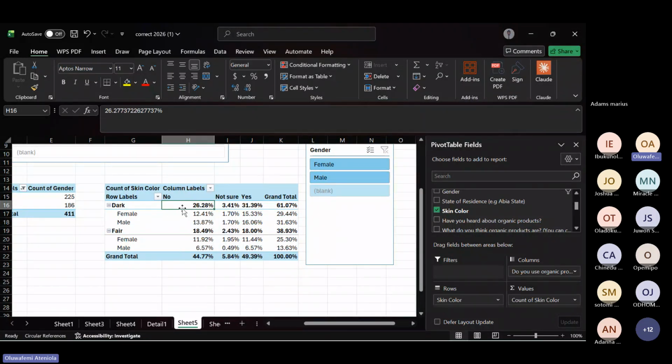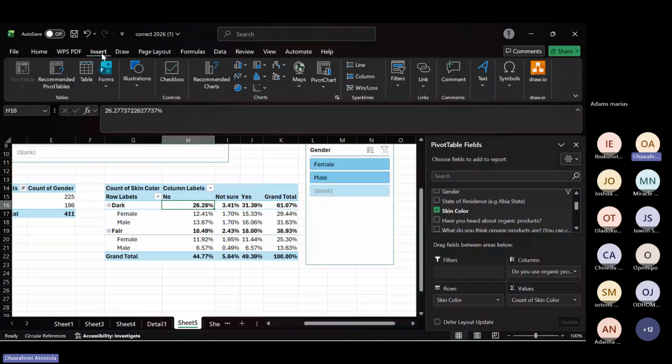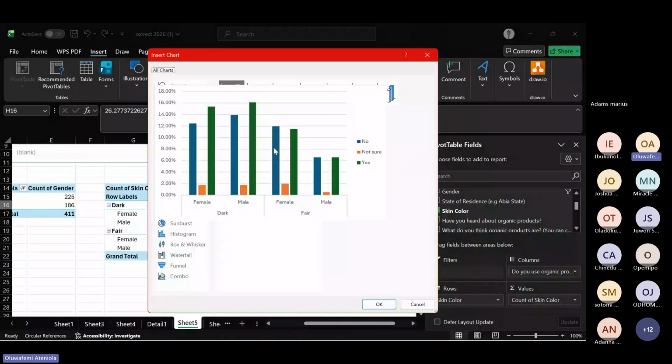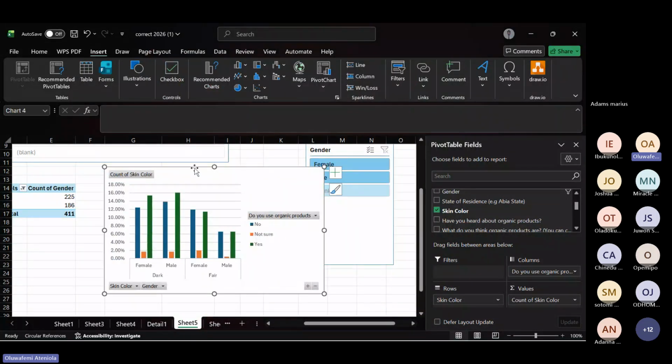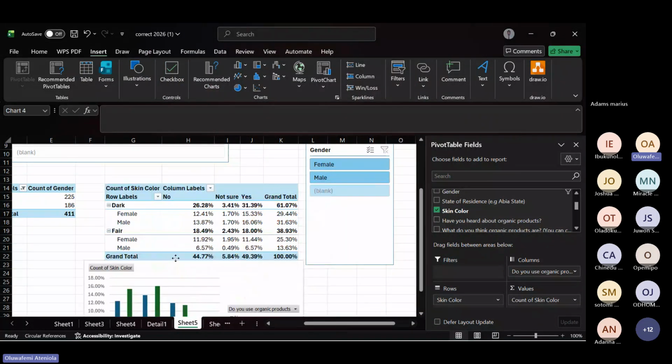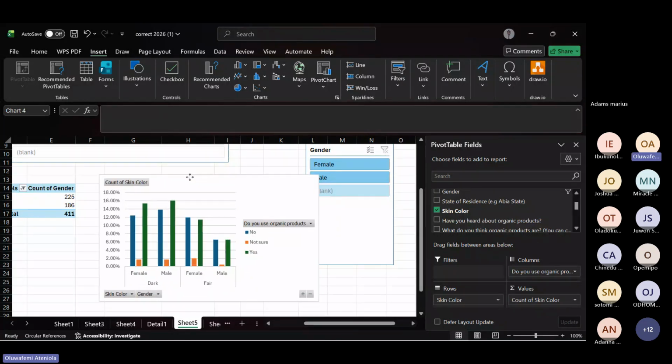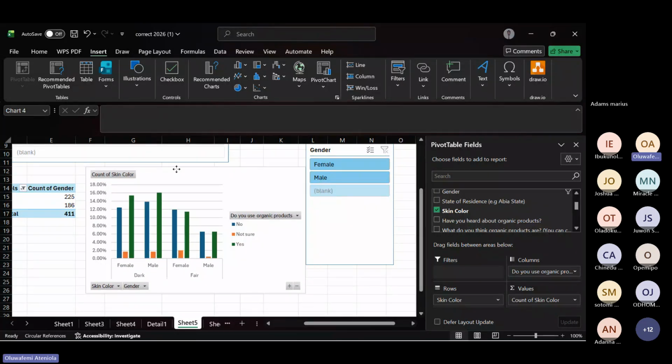So I can go on insert and then insert a pivot chart. When you click on recommended pivot chart, you are going to see this, and then we bring it in. You see how it works. So this pivot chart here is a representation of all the figures you have here. From here now, you can see the percentage. So you can see that we have more males. Are we getting this, please? Yes, sir. More males that said yes, they use organic products. So this is the legend that's helping you understand all of this.